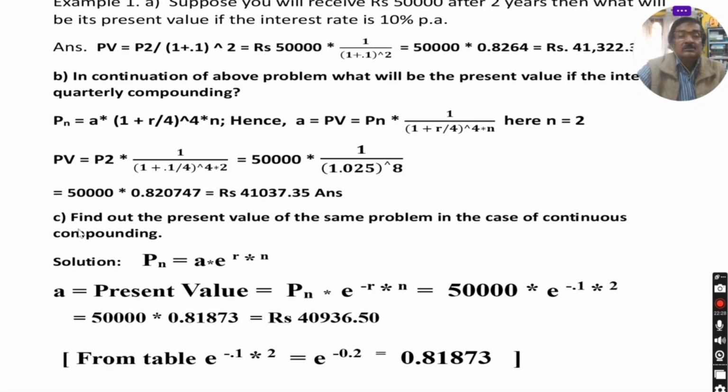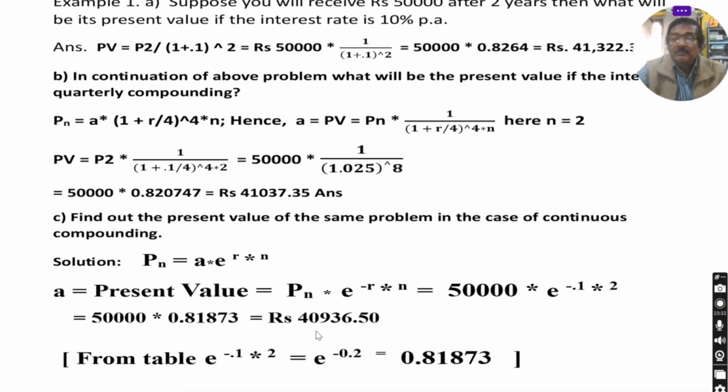Now, this is important. Find out the present value of the same problem in the case of continuous compounding. What will be the present value in the case of continuous compounding? Pn is the value after n years. In this case, it is given as 50,000. You have to find out A, the present value. The rate of interest is given as 10% and n is 2. That means the formula will be like this: present value A is equal to Pn, 50,000, divided by, that's why if you put it in this way, e to the power minus 0.1 into 2.